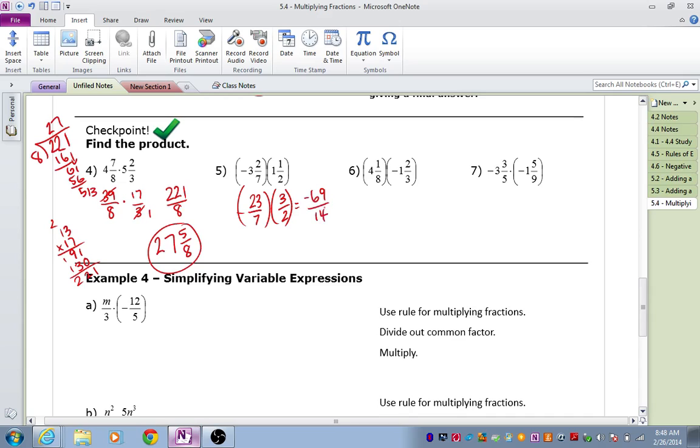Okay, let's see. 14 times 5, I think, is too big because that would be 70. So we're going to do 14 times 4, which is 56. Okay, which means there would be 13 left over. So 4 is our whole number, and 13/14, and it's negative.